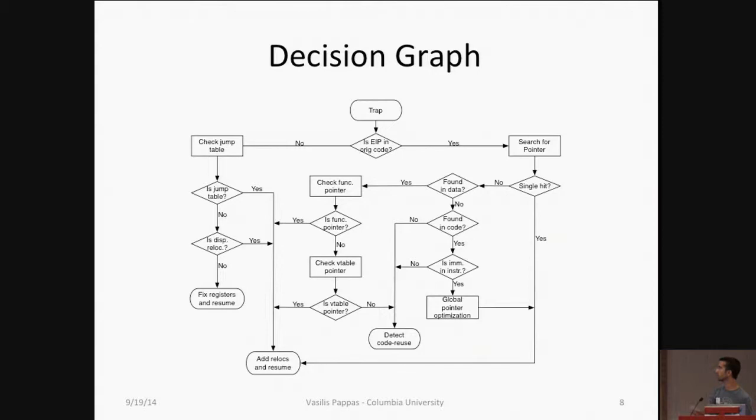And these decisions are based on this flow graph here, which looks kind of complicated. So I will guide you through the most important parts later on. What's important to see here is that starting from the trap, we have only 3 terminating conditions. So we either successfully verify that we found an absolute address that is relocatable, and then we reconstruct the relocation info for that, or we detect a code reuse attack, or in some cases that I will explain later, we just fix some of the operands and we let the program continue execution.